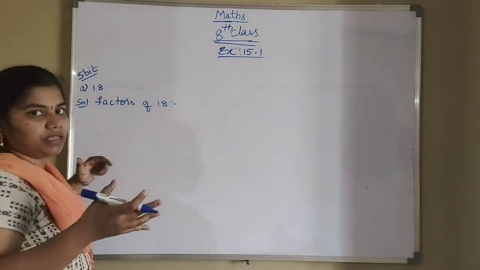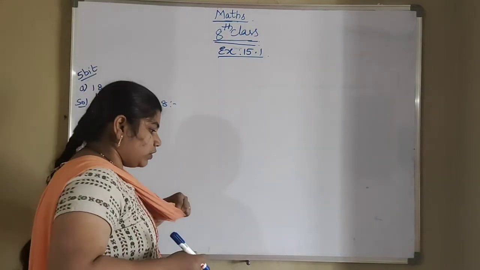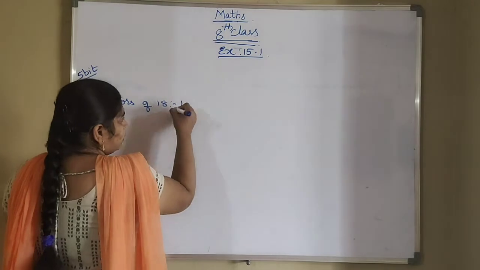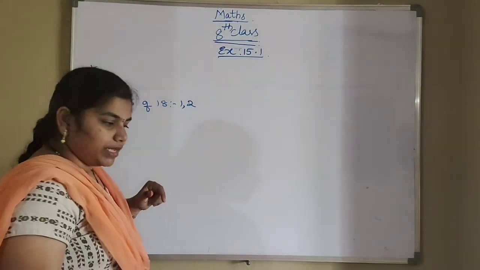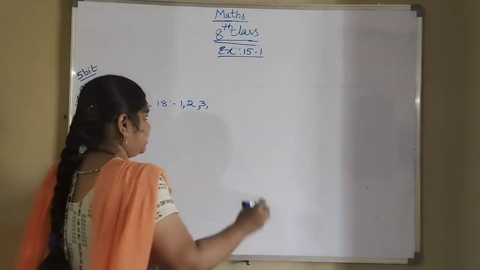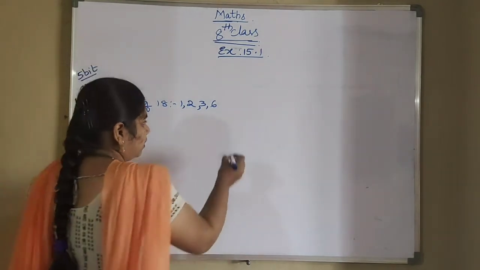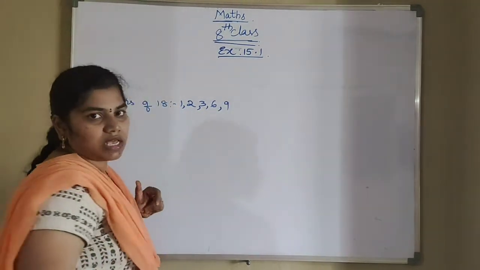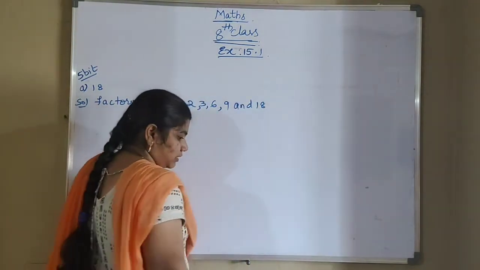Factors are nothing but the tables in which 18 will go, we have to write. So in which table will it go? In one table. 1 18s are 18. 2 9s are 18. Next 3 6s are 18. Next 6 3s are 18. 9 2s are 18. And the last factor is 18 here.